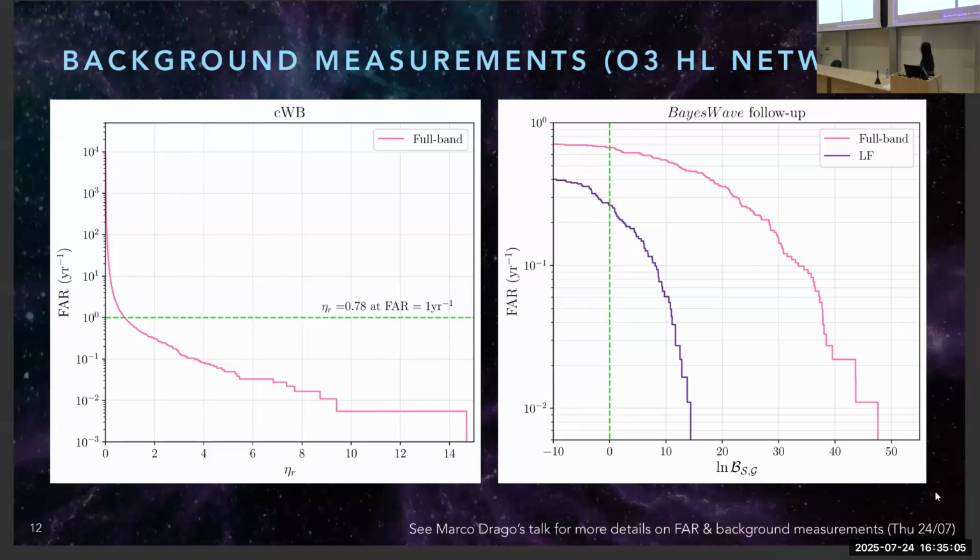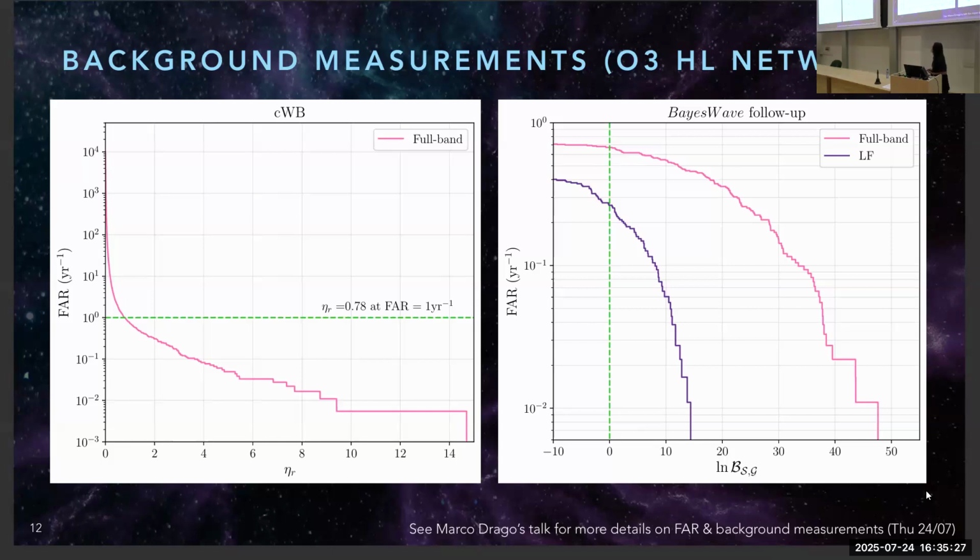So you can see that the false alarm rate has decreased by quite a bit when we limit this analysis band from 32 to 256 hertz. But what I want to point out is that the Bayes factors between these two are actually not directly comparable because they are looking at different parameter spaces. So really, we take this with a pinch of salt.